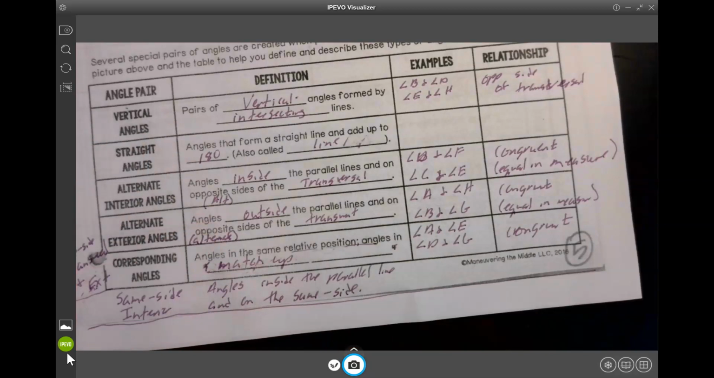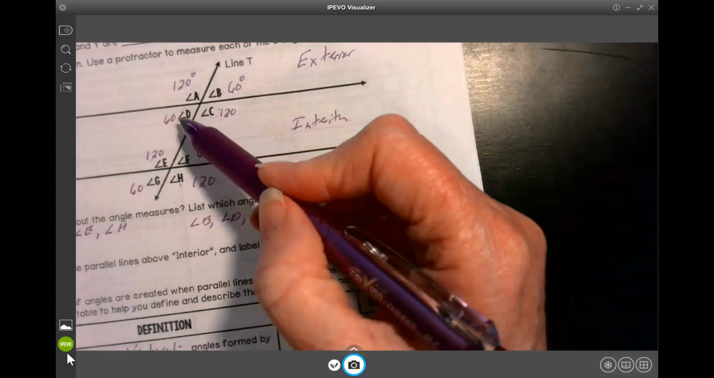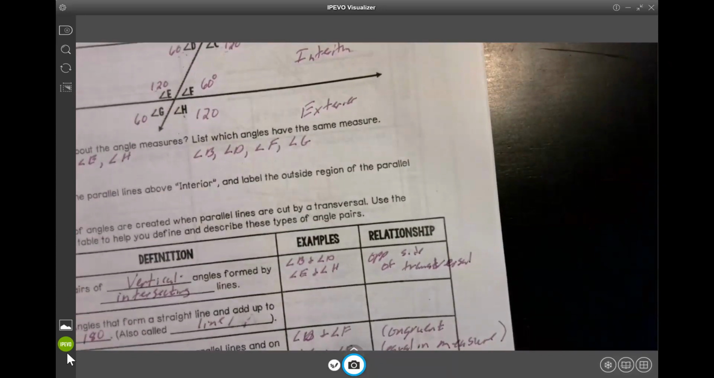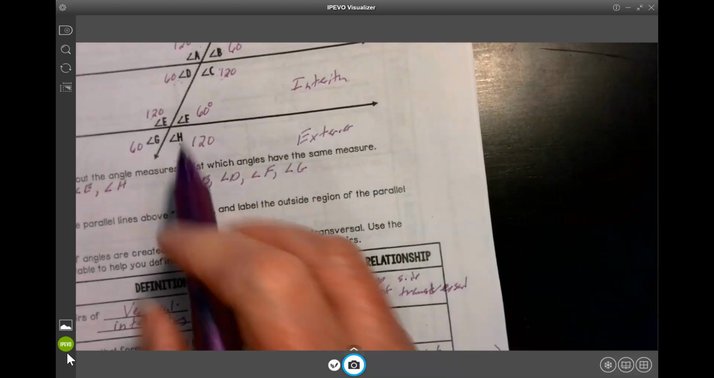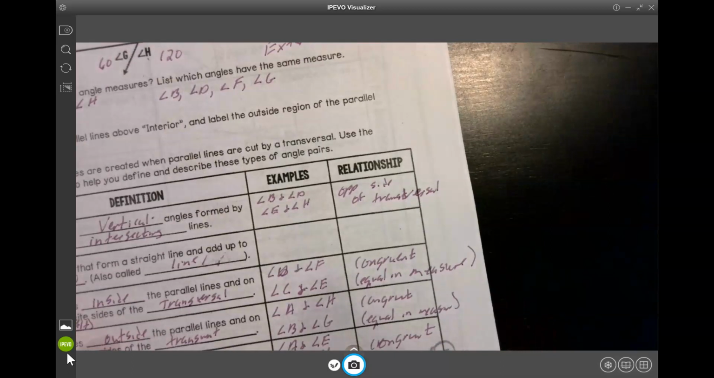See how clever we are in mathematics? We name things so cool. Same side interior are exactly what we're talking about. They're on the inside of the parallel lines and they're on the same side of the transversal. Okay, so an example of those: angle C and angle F. And the other one is angle D and angle E.